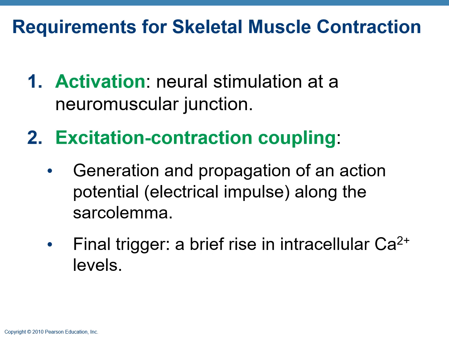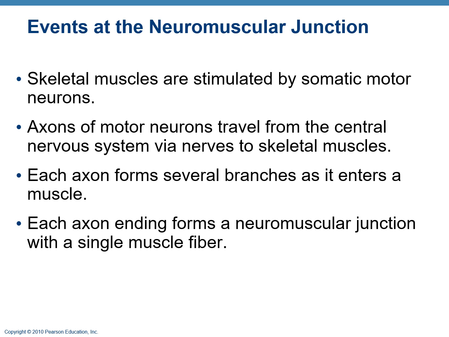What are the requirements for skeletal muscle contraction? One is activation. We need neural stimulation at something called the neuromuscular junction, the junction between the nerve ending and the muscle cell. Second is excitation-contraction coupling. This involves the generation and propagation, or spreading, of an action potential, an electrical impulse, along the sarcolemma, aka the muscle cell membrane. The final trigger is a brief rise in intracellular calcium in the muscle fibers.